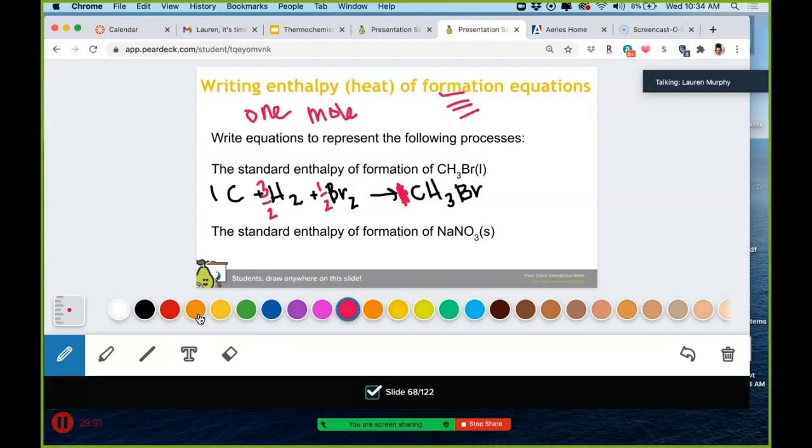So now I want to give you a second. I'd like you to try to do an enthalpy of formation of sodium nitrate. So we're going to form sodium nitrate, and I'll give you a second to do that.